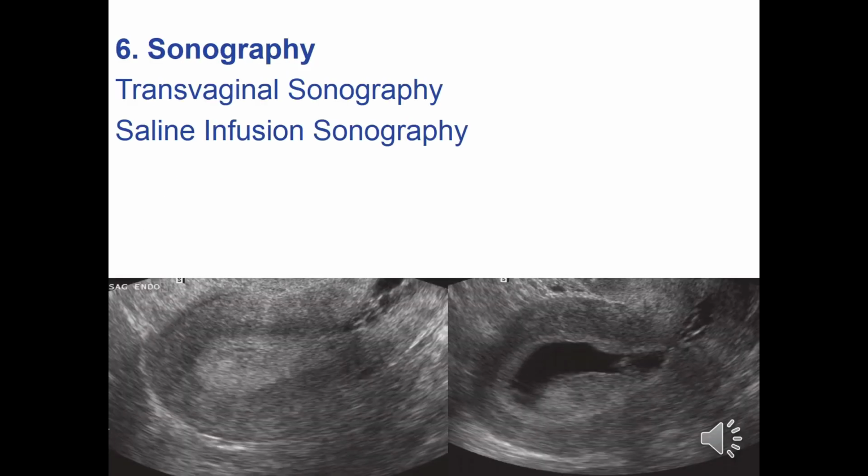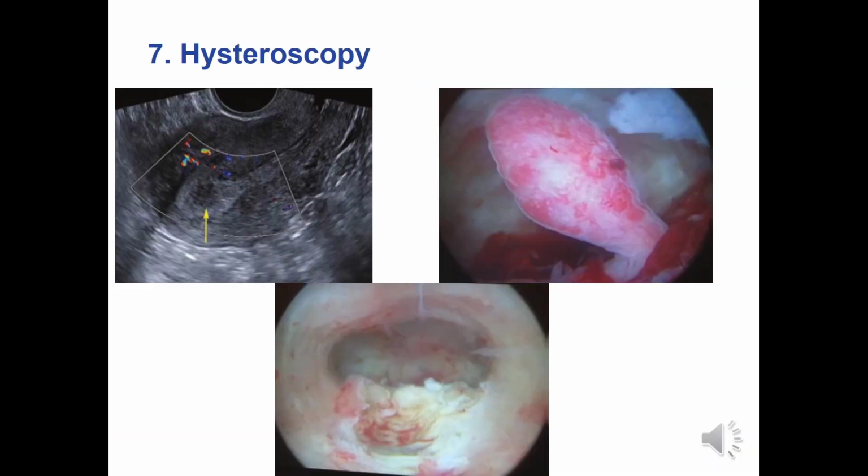Sonography: transvaginal sonography, saline infusion sonography. Here, as we see, this is the uterus and this is the endometrium, a thick endometrium. Here also another picture. This is an endometrial polyp, as you see. This is the endometrial cavity, this is the endometrium, and this is the polyp. As you see, also here there is an endometrial polyp. There is growth. That one appears like that here by hysteroscope.